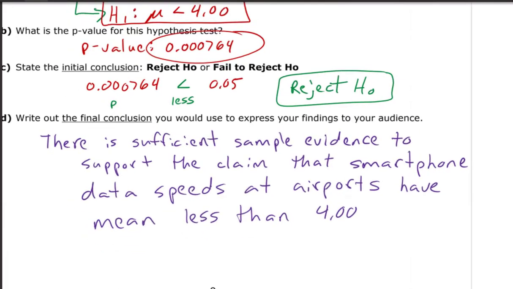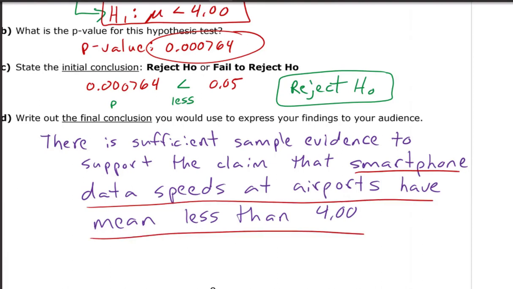And you can see I went to my problem here and filled out the final conclusion from the table. There's sufficient sample evidence to support the claim that... I just kind of adjusted the end statement. Let me underline this. I adjusted this end statement to make sense with what we're actually doing. So I didn't copy verbatim the phrasing in the problem, but this is basically what you're looking at. Smartphone data speeds at airports have mean less than 4 megabytes per second. Maybe I should put megabytes per second.